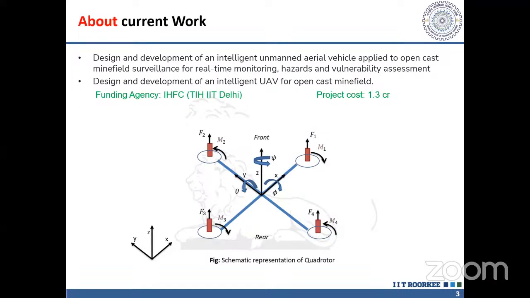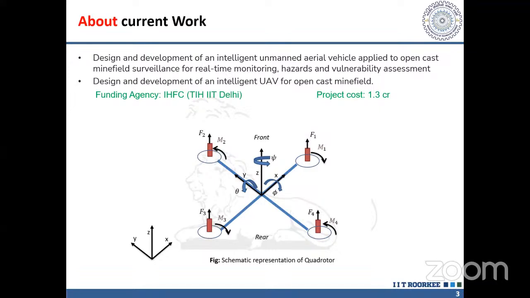So if we talk about a drone system, that is also known as an unmanned aerial vehicle, which is an aircraft without an onboard human pilot, right? It is remotely controlled by a human operator, or it can be programmed autonomously. So we are working on both sides. We are also controlling through a human controller, and we are also developing an autonomous drone system.